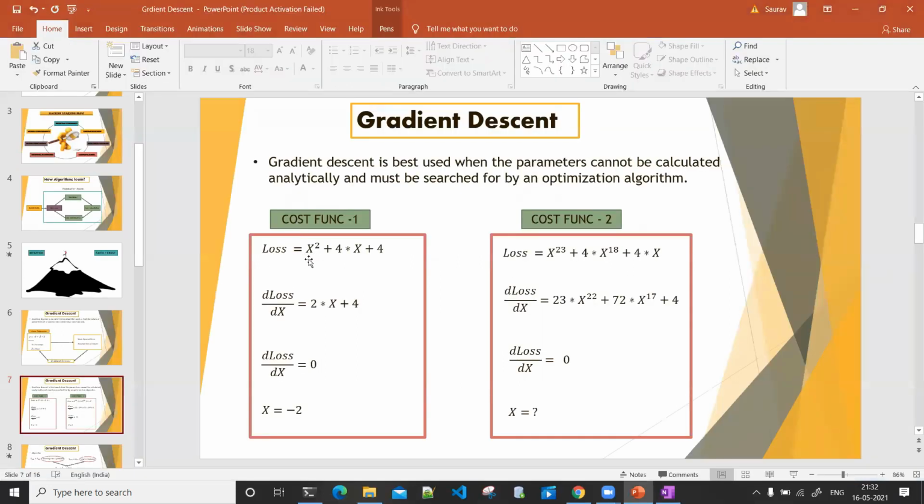So suppose these are two loss functions. Let's look at the first.